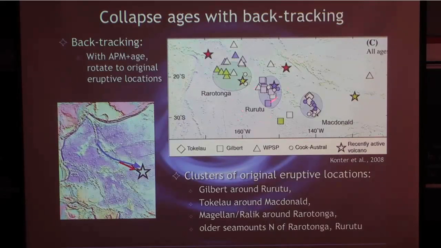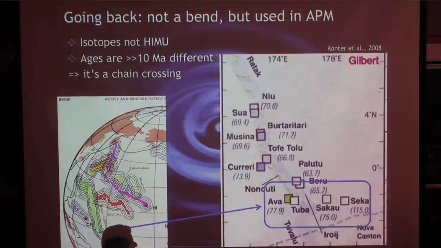And I can look at the colors. Are the compositions about the same as what I expect them to be? So you just play this game of rotate them back, plot the colors again for the compositions, and you get nice little clusters of what these hotspots have erupted over time, right? So we can tell these things apart. So Ruru2 is basically neatly running and continuing back into the Gilberts, for instance.